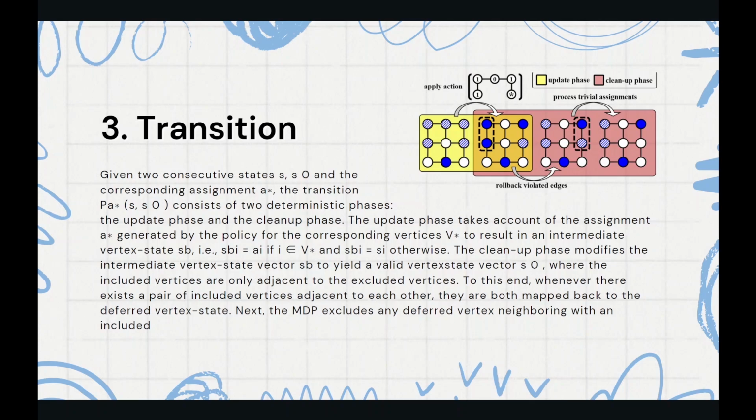In this given diagram, an action is being taken on the given initial state. After the action is taken in the update phase, the transition phase sees two conflicting vertices. These two conflicting vertices are shown in blue and are converted back to deferred vertices. We can also see that the deferred vertex next to the included vertex is turned into an excluded vertex.